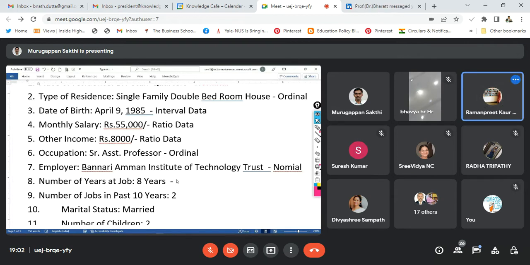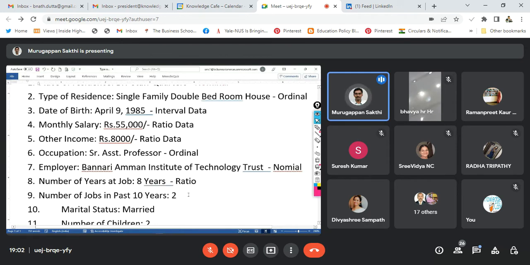Interval. Suppose the number of years at the job can be ratio also. It should be a ratio data. Right. Because for the number of years completed at the job, if you have not completed a year, what will you say? It will just be zero. So it's a ratio data only.